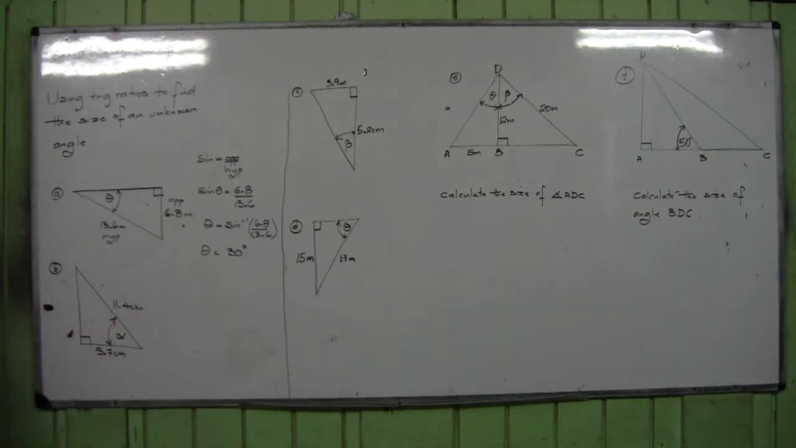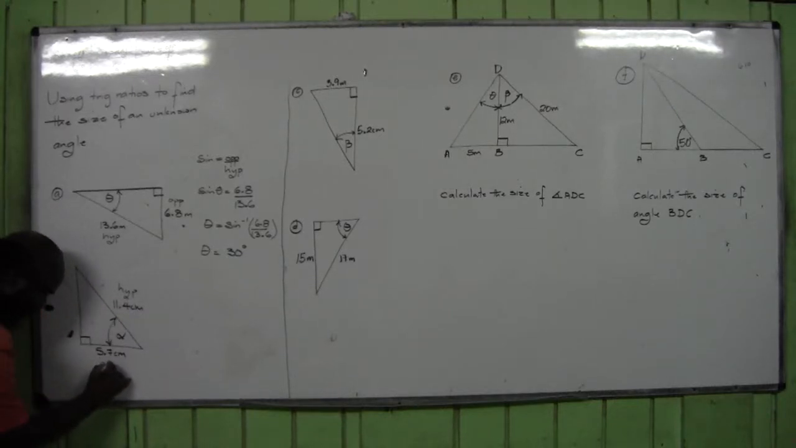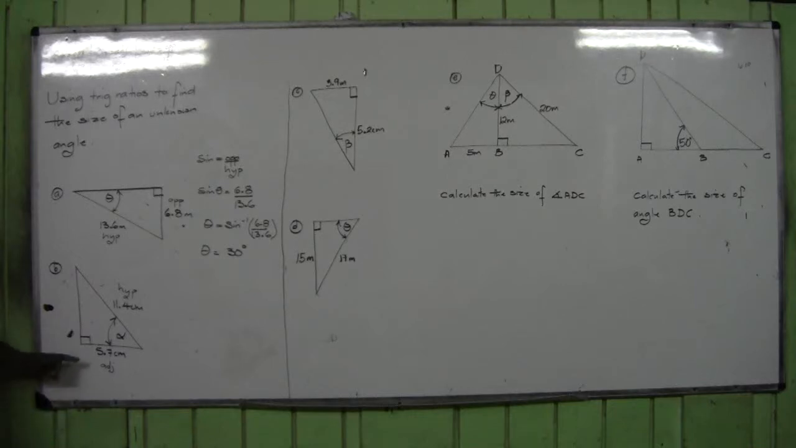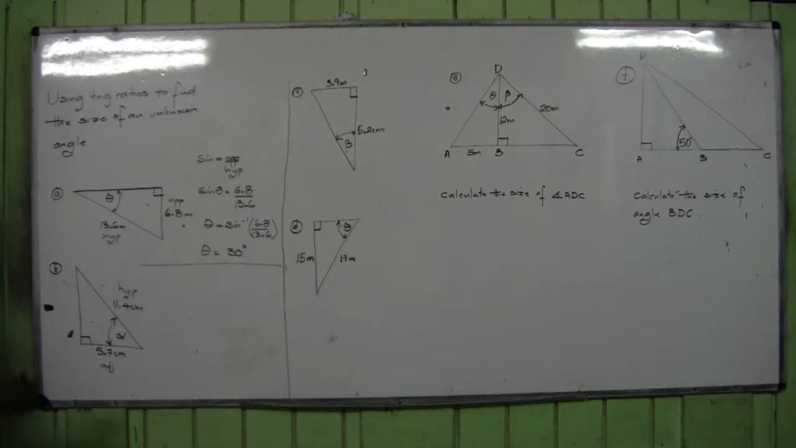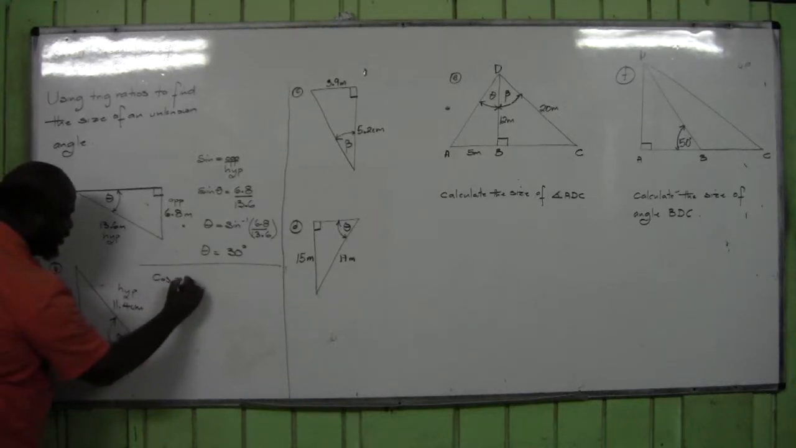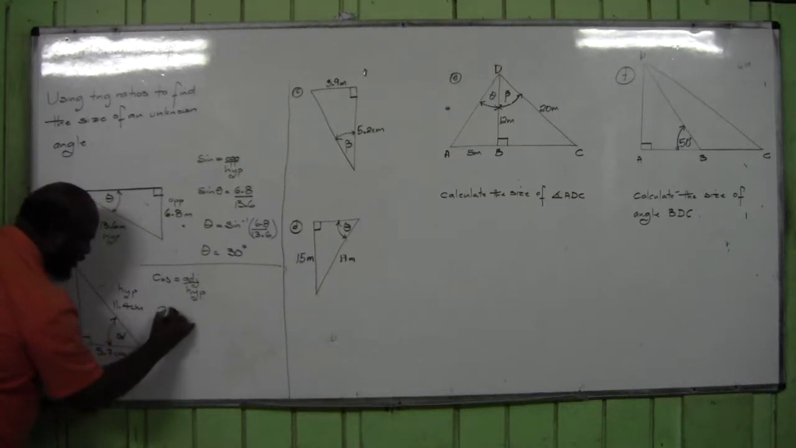Let's have a look at this one. What is this side to the angle? The side in front of the right angle is the hypotenuse. So this side must be the adjacent. So the two sides I'm dealing with are adjacent and the hypotenuse. Then I ask myself, which ratio includes adjacent and hypotenuse? So I'm going to say cos is equal to adjacent over hypotenuse. Then I'm going to say the cosine of what?